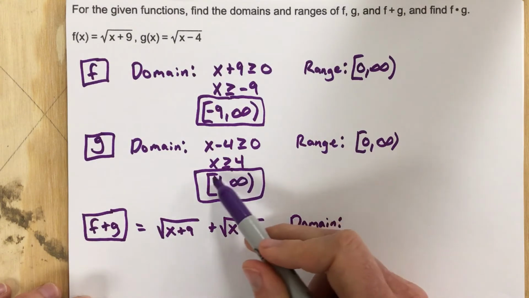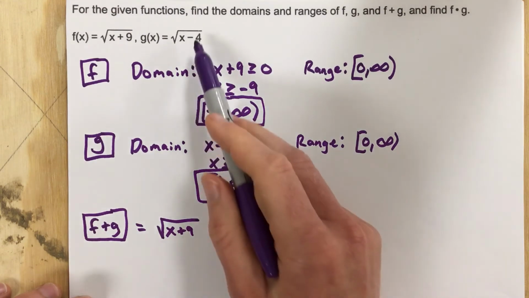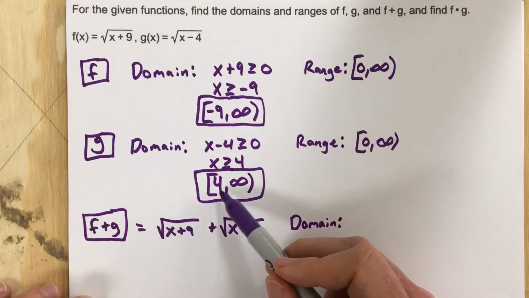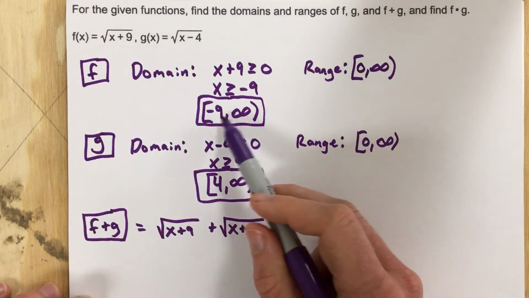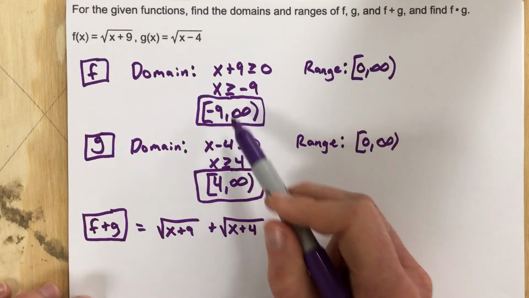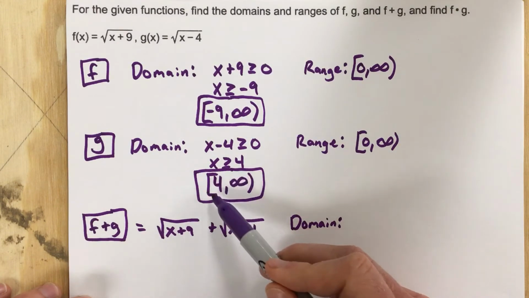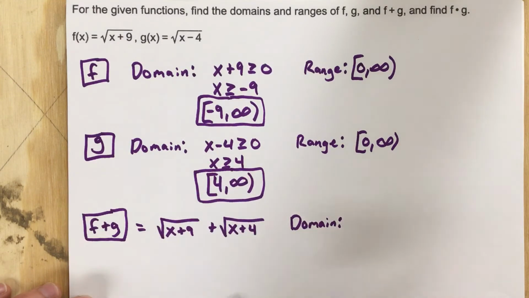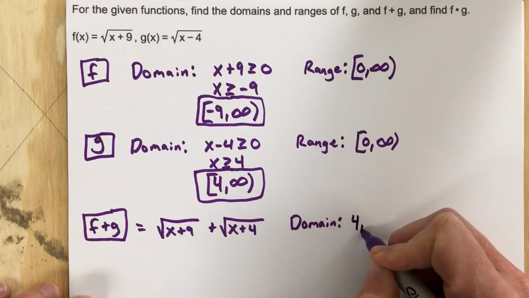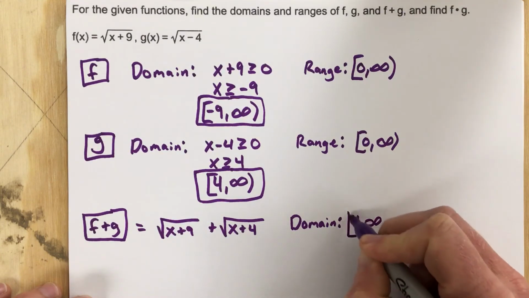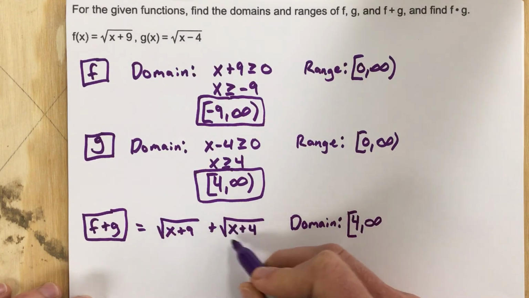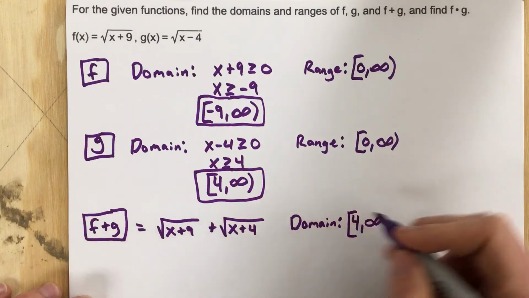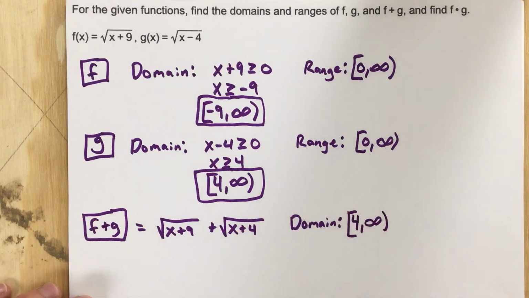Well, the most restricted domain is 4 to infinity. Right? This function is from 4 to infinity. This one's from negative 9 to infinity. 4 to infinity is inside this. So this is the most restricted domain that we have to go with. So the domain for this is 4 to infinity, because this root x minus 4 is in the f plus g function.